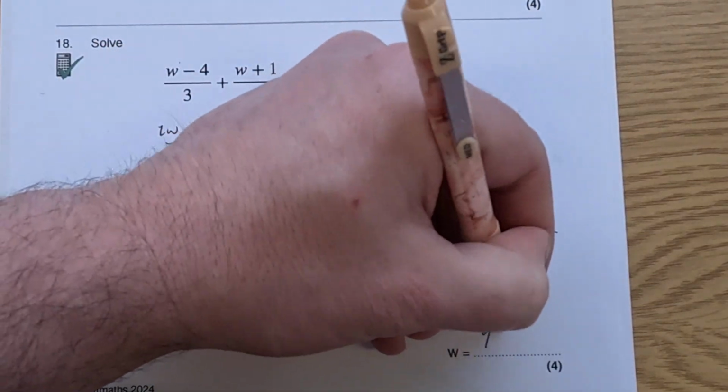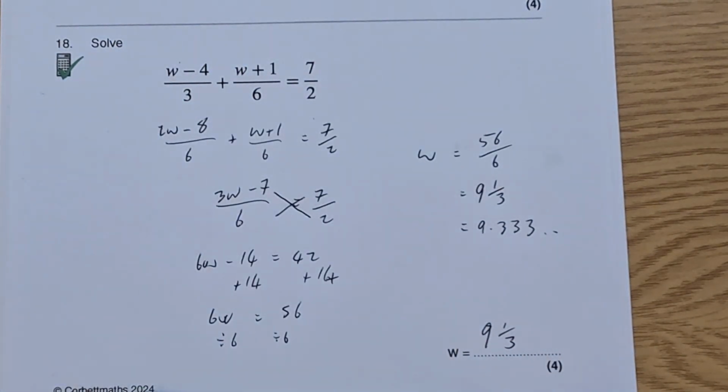I'm going to go for 9 1/3, 9 1/3. So w is 9 1/3, and that's it. Or you could have written 28 over 3.